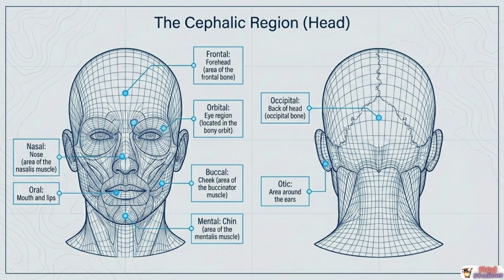On the posterior and lateral skull, we identify the occipital region, the back of the head, overlying the occipital bone, and the otic region, the area around the ears. Clinically, these regional names appear constantly in neurology, oral surgery, ophthalmology, and emergency medicine when localizing injuries, tumors, fractures, and nerve distributions of the head and face.